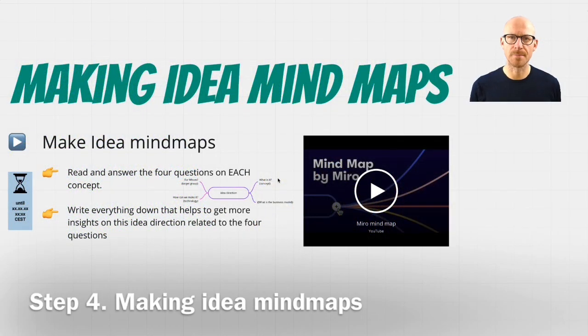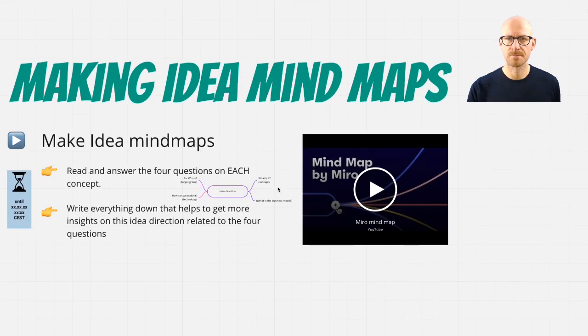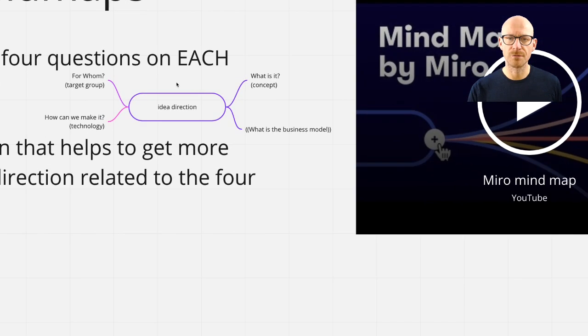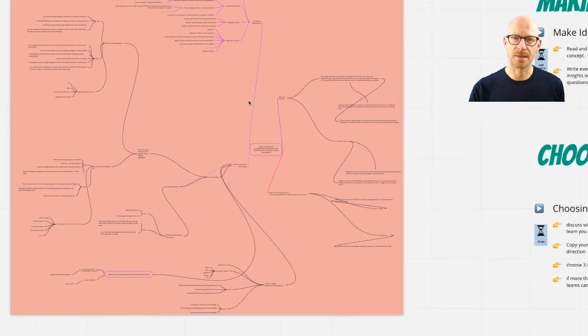The fourth step of how to select the best concepts is making idea mind maps. The purpose of this step is to use the collective brainpower to generate input for the next step, making concepts. Each participant should give input to these 4 following questions. For whom is this idea direction? How can we make it? What is it? And what is the business model behind it? And this is how it can look later on.